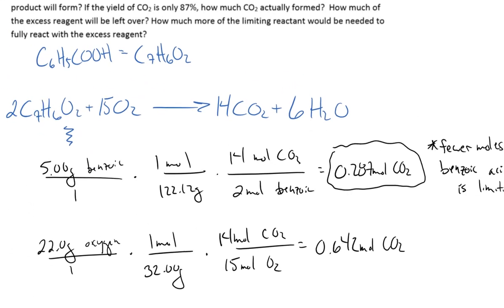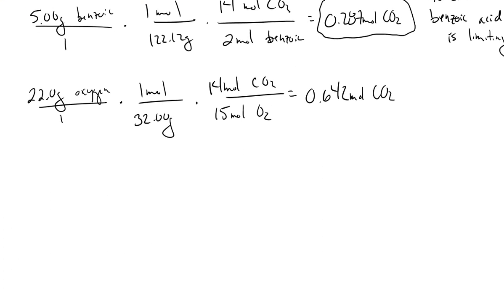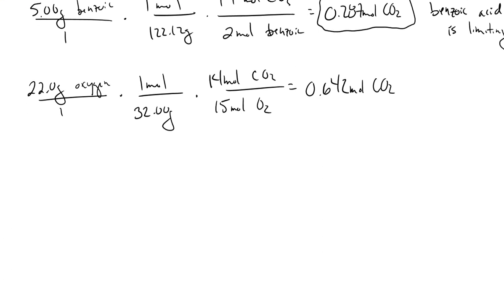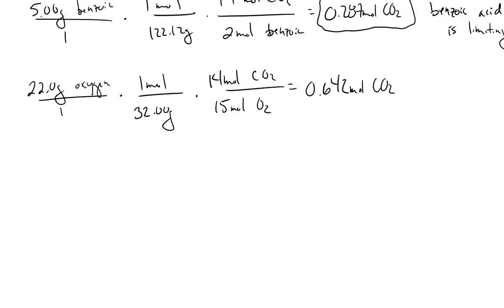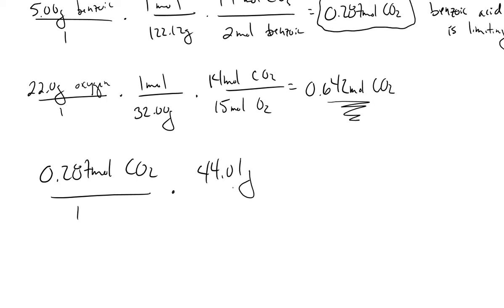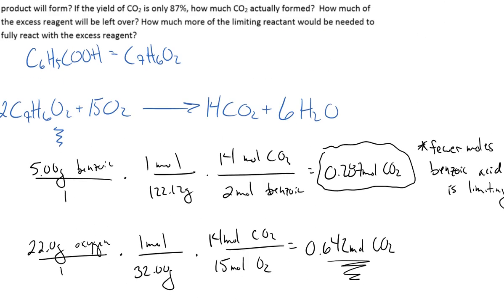With this information, we can now take the moles of carbon dioxide that are produced by the benzoic acid and convert it to grams to figure out how many grams of CO2 get produced. 0.287 moles of CO2. And again, those are the only moles that are produced. These 0.642 moles of CO2 are not produced because we've run out of benzoic acid. So take those moles of CO2, multiply by a molar mass to convert to grams, and we find that 12.63 grams of CO2 are produced. That's part 1 of our question.